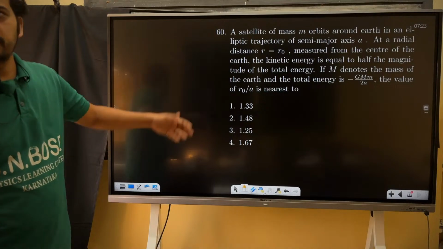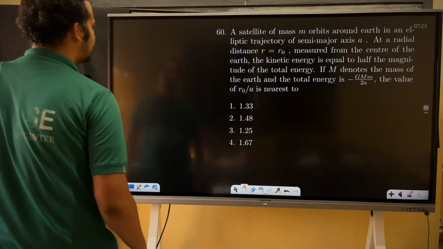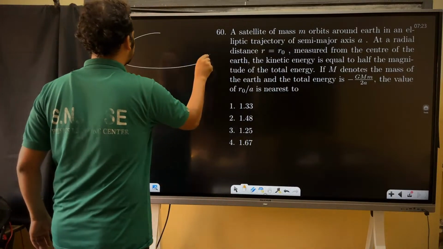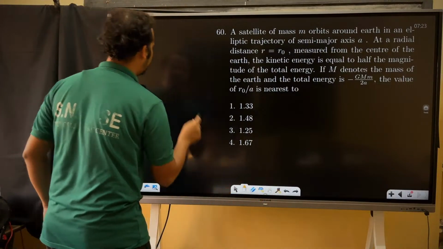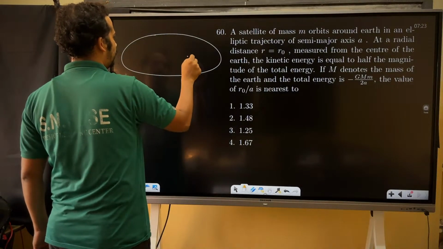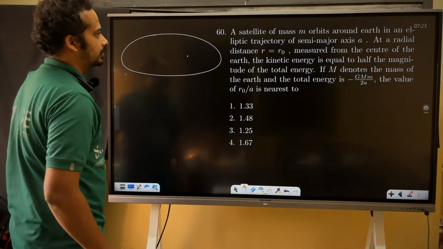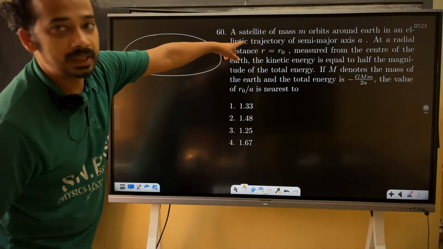Usually capital M we take for sun mass. Am I right? Anyway, that doesn't matter. It is moving in one elliptic orbit. This is the sun, you can think like this. Sorry, satellite. He took satellite.